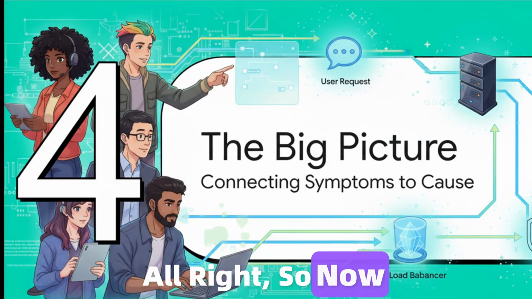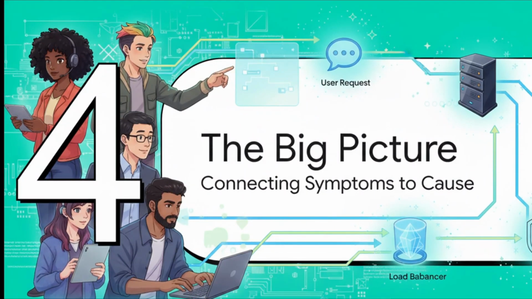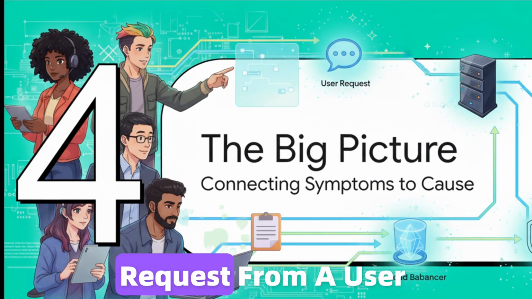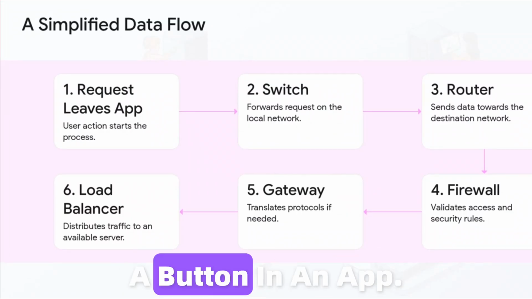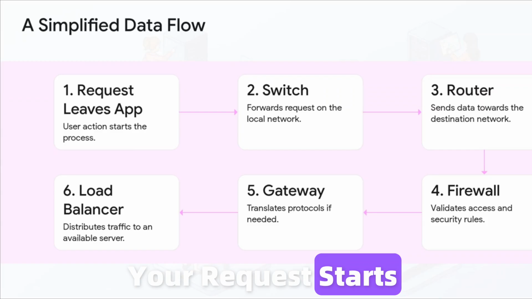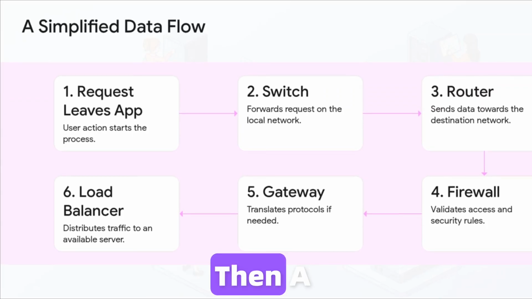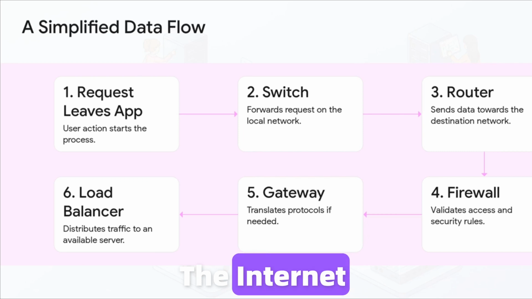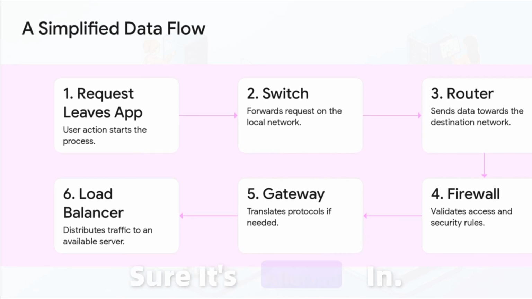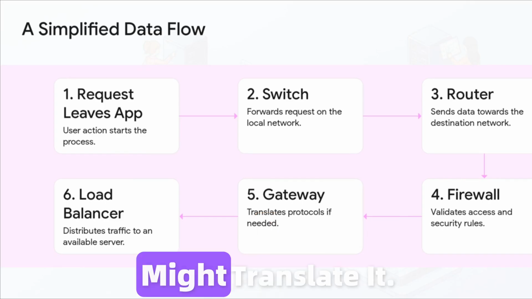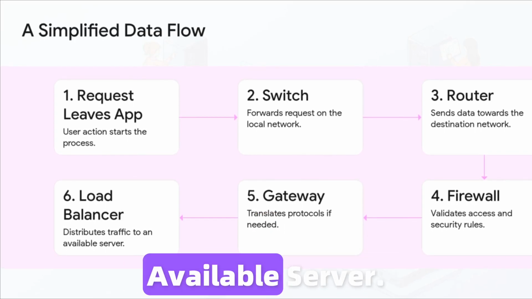All right, so now that we've met all the individual players, let's put it all together. Let's trace the journey of a single request from a user from start to finish. So imagine you click a button in an app. Your request starts a journey. First, the local switch gets it on its way. Then a router shoots it out onto the internet highway. The firewall at the destination checks its credentials to make sure it's allowed in. If needed, a gateway might translate it. And finally, a load balancer points it to the best available server.